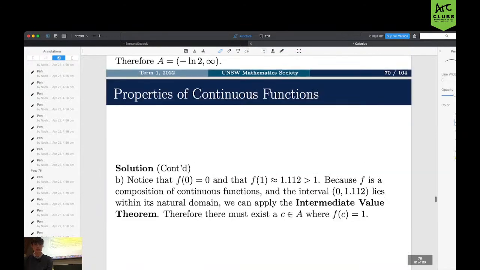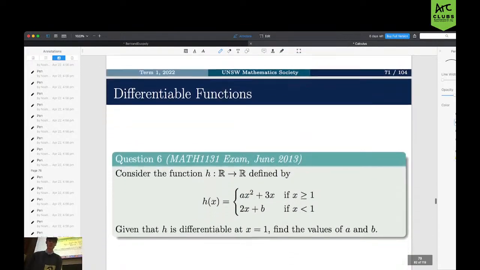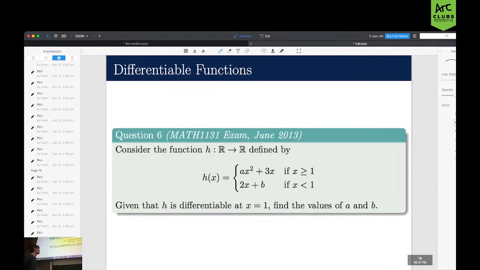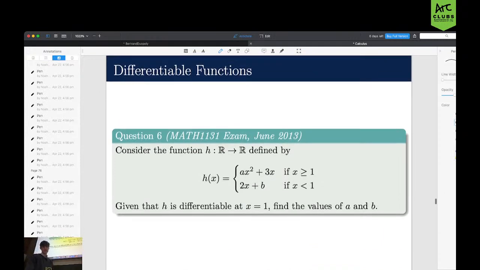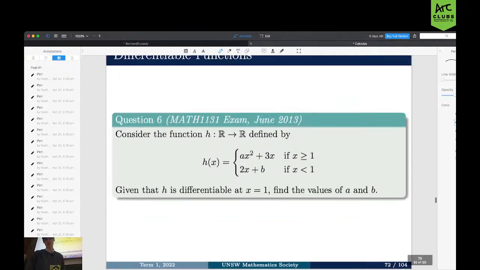So let's go ahead and move on from properties of continuous functions to looking at differentiable functions. So looking at differentiability, the question here is, if we have a piecewise function defined by this rule, and we know that the function is differentiable at the point x equals 1, we're trying to use that information to help us find the values of a and b, right? We're going to have to use, at some point, the definitions of differentiability to help us out here.